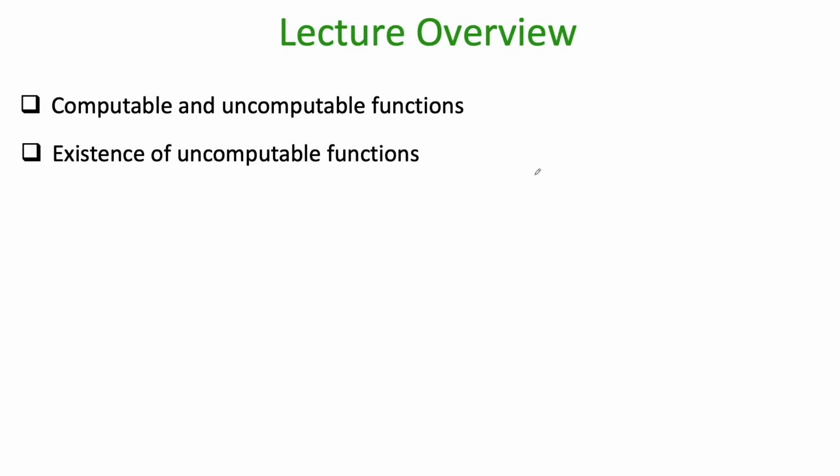So just a quick recap. In the last lecture we discussed Cantor's diagonalization argument and we saw examples of uncomputable sets. The plan for this lecture is as follows. We will discuss computable and uncomputable functions, and we will discuss the existence of uncomputable functions.